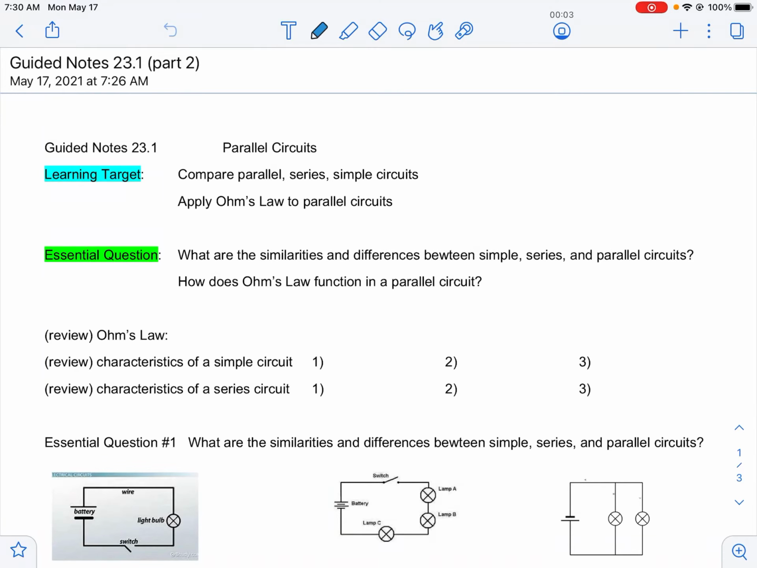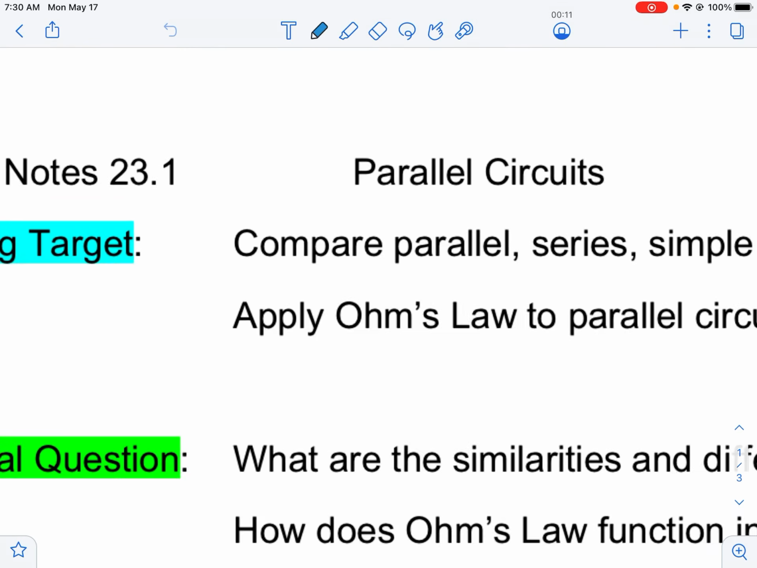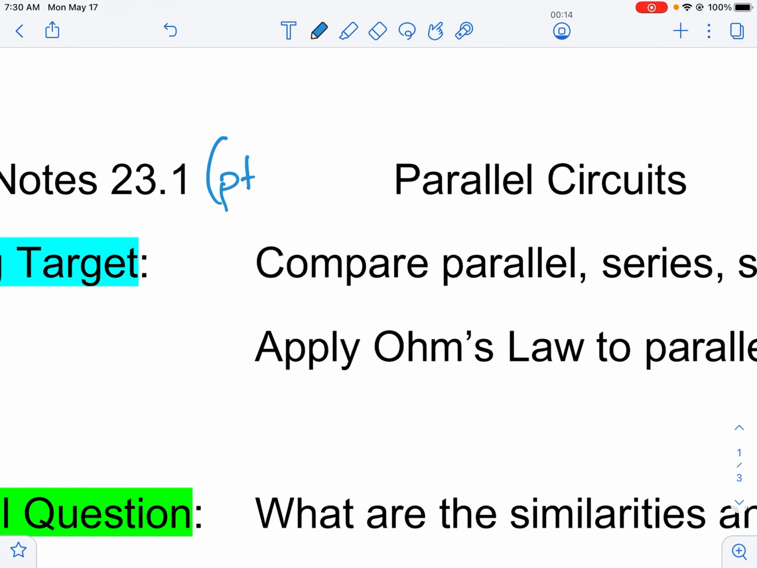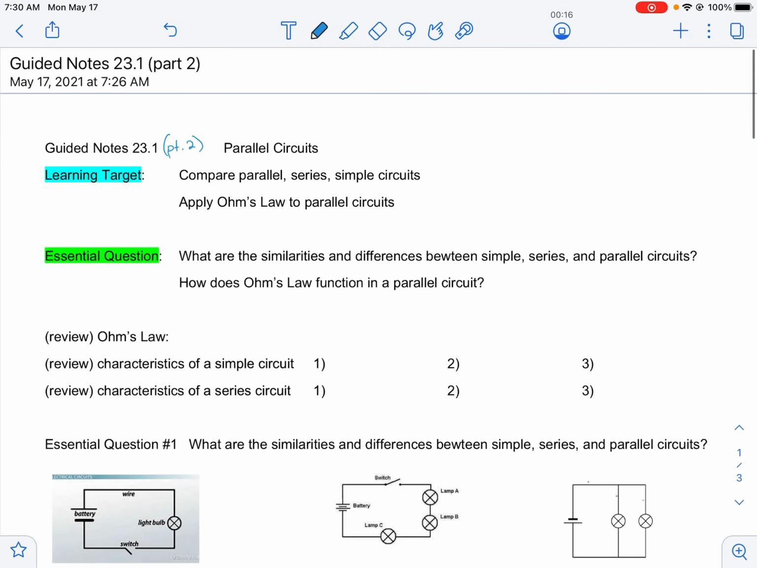Hello everyone. Today we are going to look at the second part of chapter 23.1, and I just realized that I forgot to write part 2 here, so let's put it in, part 2. And this section is on parallel circuits.